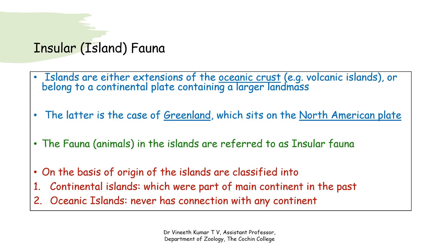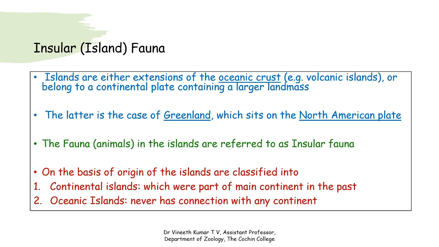Island means a landmass which is entirely surrounded by water, and a continental island is an island which was part of a continent in the past, but it got disconnected from the main continent, or the land bridge got disconnected, or the entire piece of land or island, due to plate tectonic movements or continental drift, might have drifted from the main continent, and now it is isolated and has formed an island. Such islands which had some connection with the main continent are called continental islands.